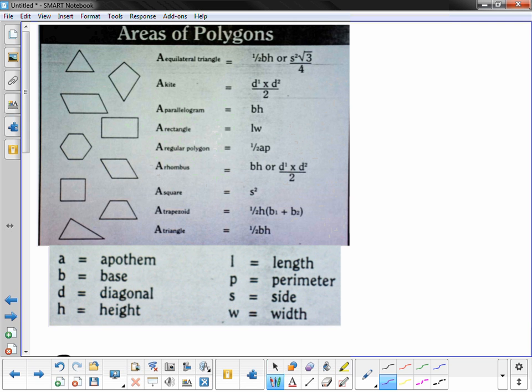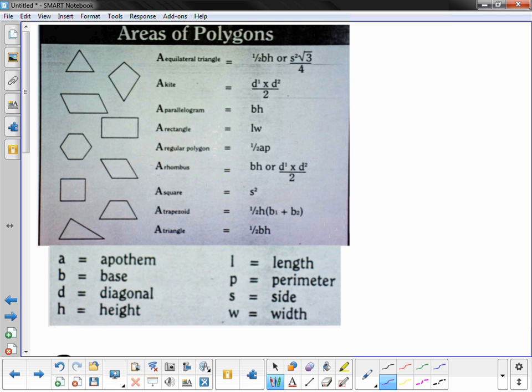If it's a rectangle, I can take the base times the height. If it's a rhombus, it's a special type because they have perpendicular diagonals, so I can multiply the diagonals and divide by 2. If it's a square, I can take the side length and square it, or I can use the formula for the rhombus. If it's a trapezoid, it's 1/2 of the height times the sum of the bases. And if it's a triangle, again, we know it's 1/2 the base times the height.